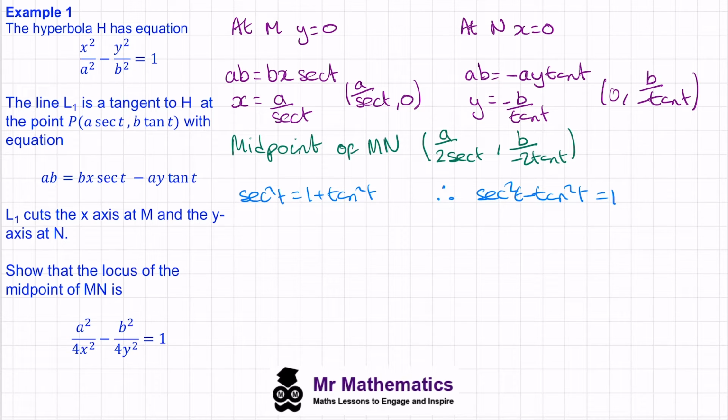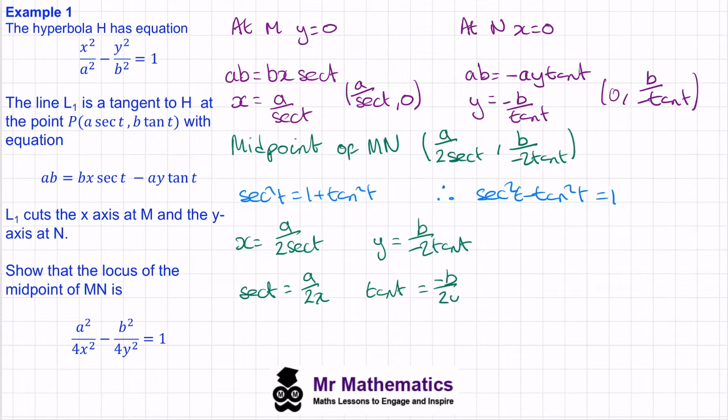So going back to our midpoint, we know that x is a over 2 sec t. So we can make sec t the subject, and we'll get sec t equals a over 2x. Similarly, for the tan, we know y is equal to b over negative 2 tan t, so tan t will be equal to negative b over 2y. I'll just move this negative to the top to make it easier to work with.